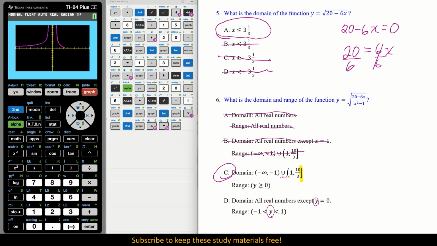It's saying there's only answers between -1 and 1. That's not what I see. I see 0 and up. So no, that doesn't make sense. And the domain didn't make sense at all. Okay, so C is verified.